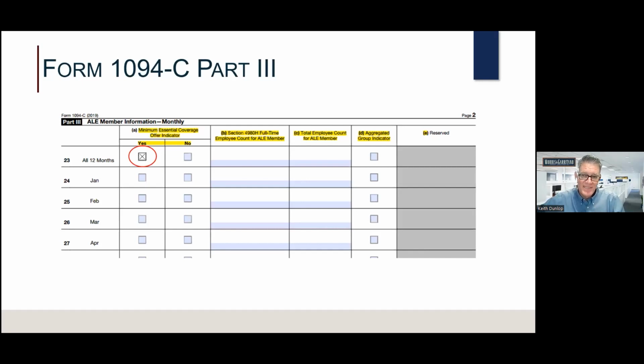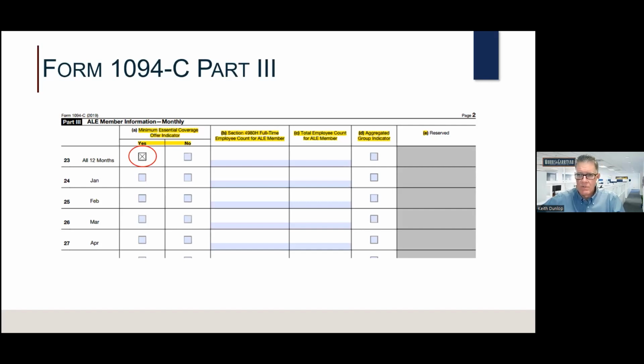Now, a caveat to that is this. If it's true that you haven't actually offered coverage to 95% of your staff for any particular month, you obviously have to give accurate information to the IRS. So I'm not suggesting to just blanketly say yes to this question if the information is actually not true. But by and large, if your plan is set up correctly, this should say yes all the way across the board. The other columns are pretty straightforward.